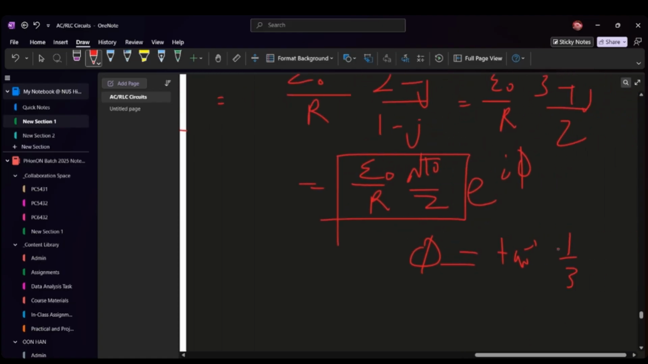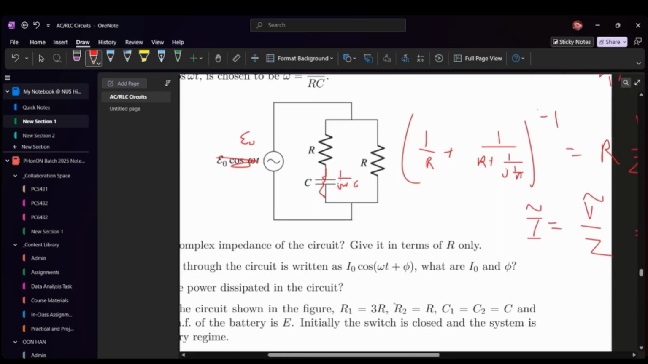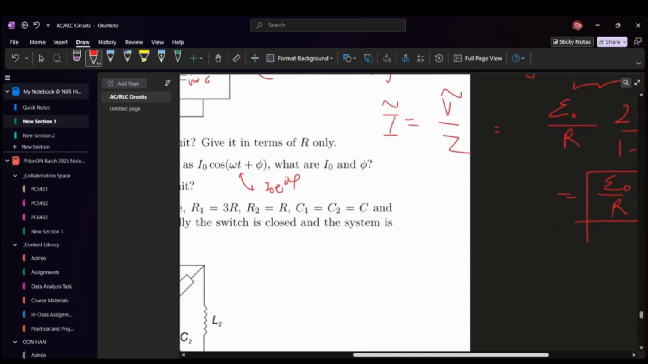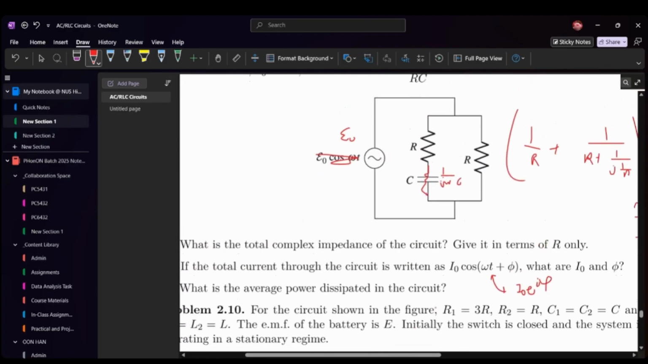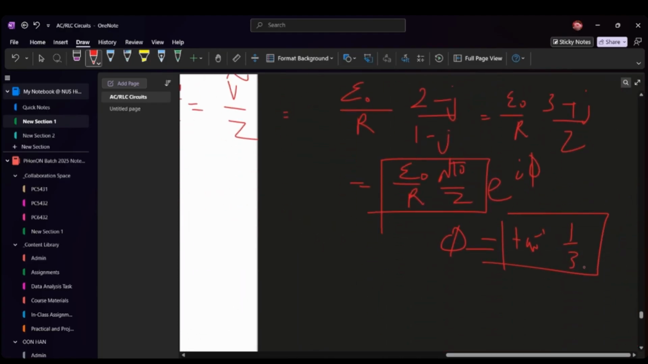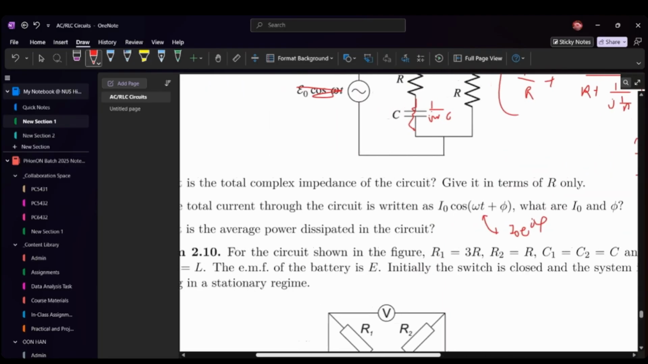And this is your phi, because remember our relationship that this should equate with I naught e to the I phi lah. And that's this basically. Yeah. So this is your value of I naught, and this is your value of phi.